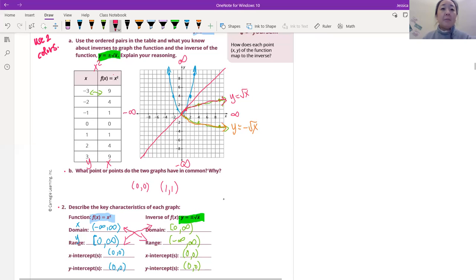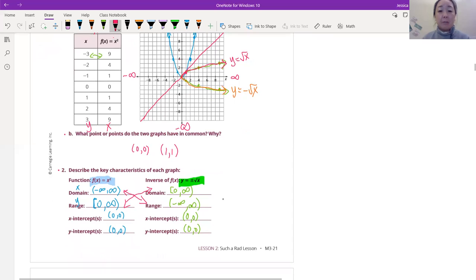And then the intercepts, we notice they're all going to be the same. Is it always going to be true? I don't know, we'll find out. To be continued. I do know, but I don't know.